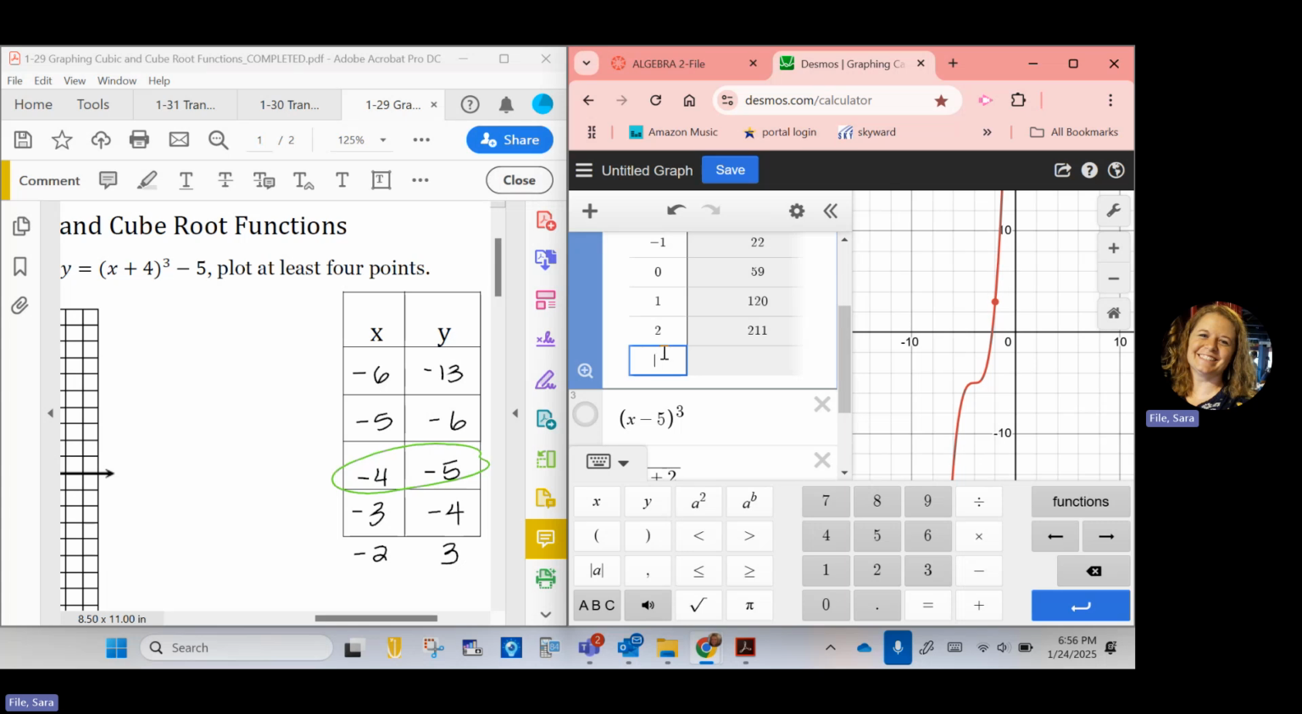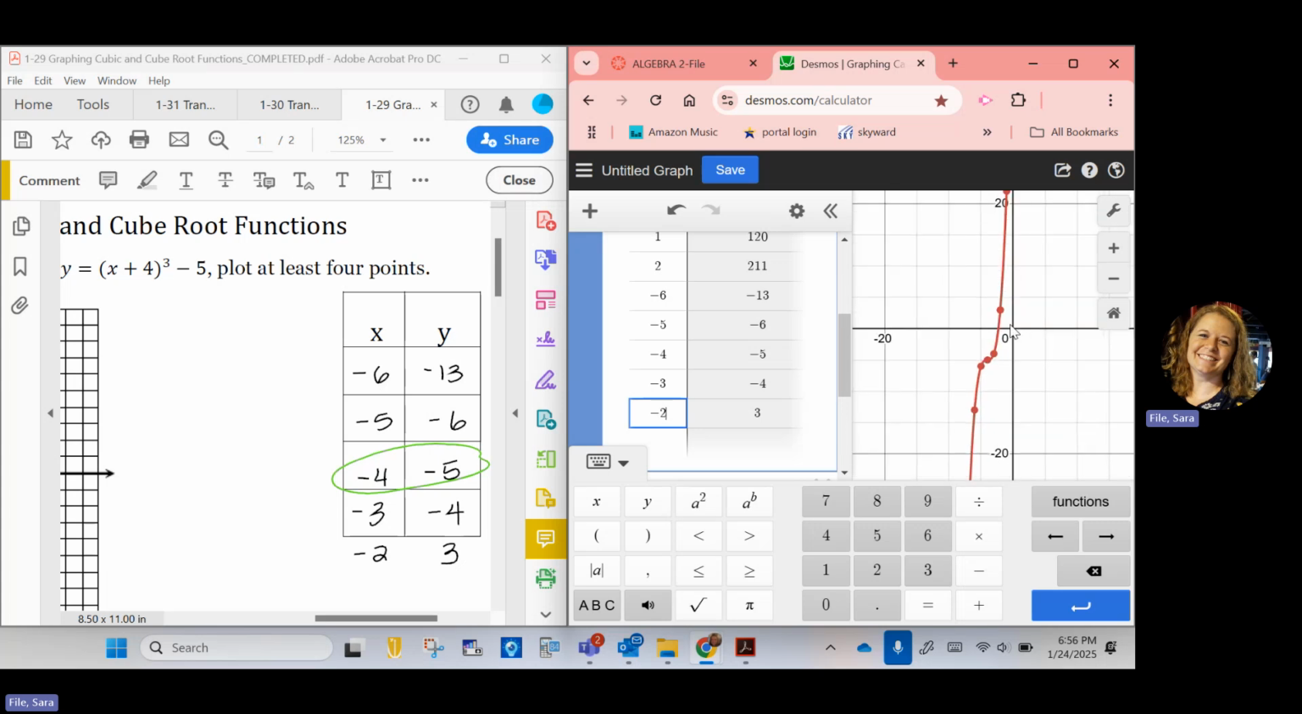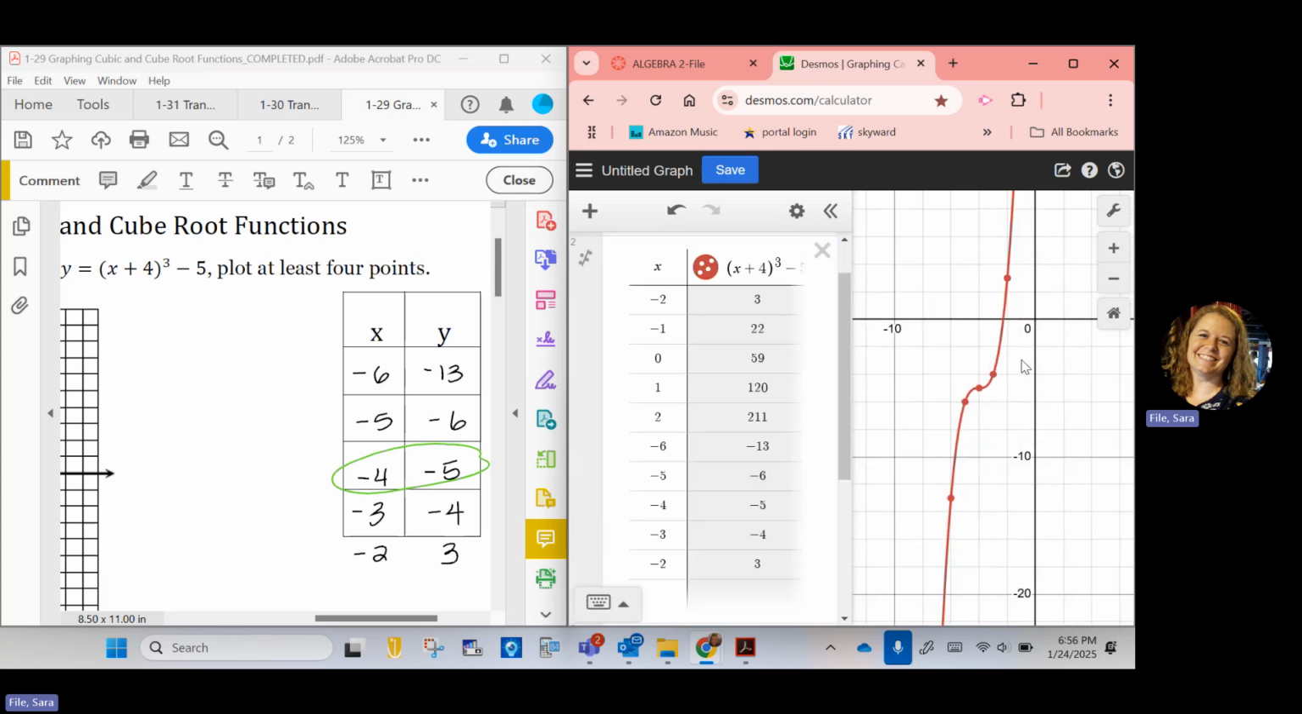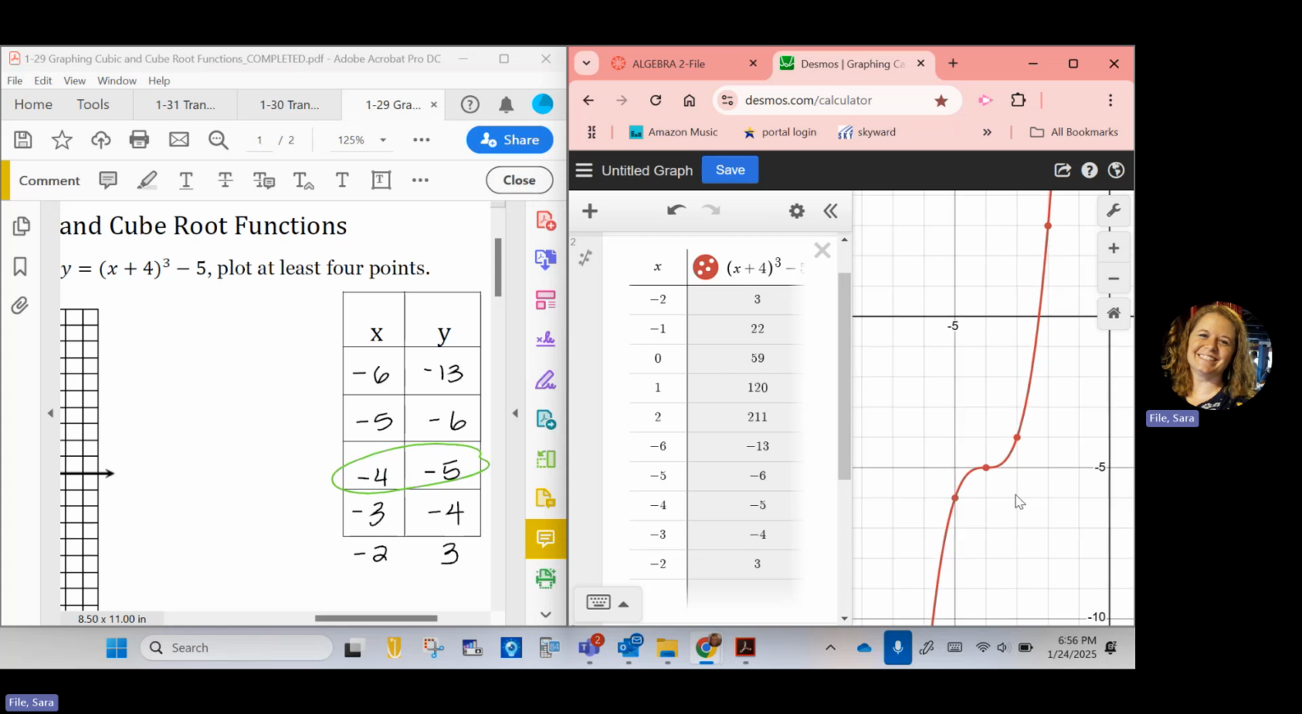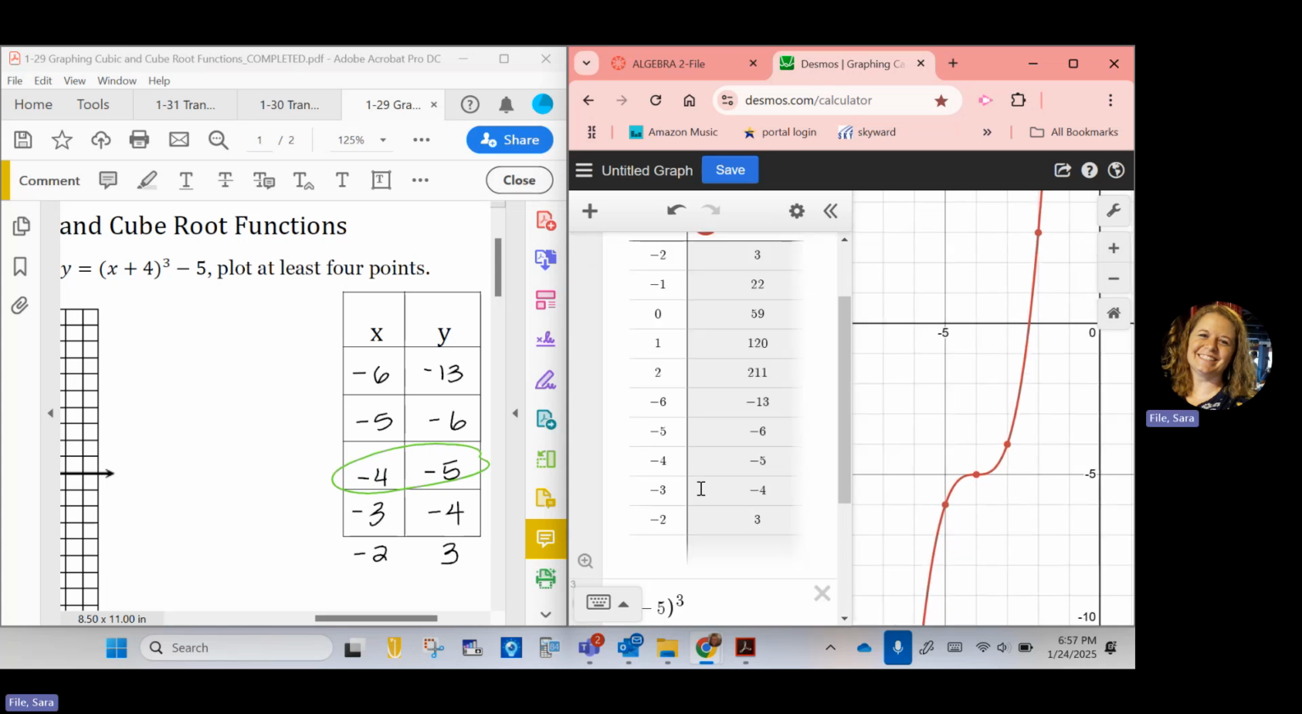So I'm going to go a couple points to the left of that point of inflection, then the point of inflection, and then keep going to the right a little bit. So I got -6 to -2 for the x values that I wanted to plot, and you can see those points pop up here on the graph too. So that helps you see it. So I put those on my table. That's where the values that I've written down came from.